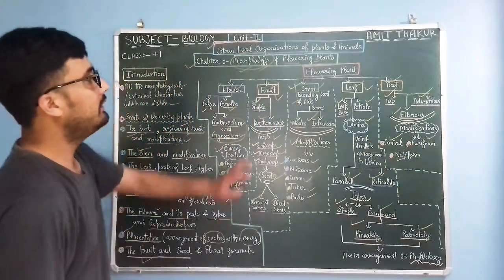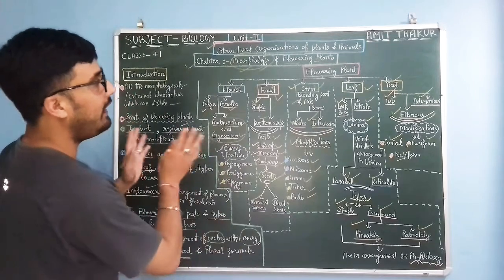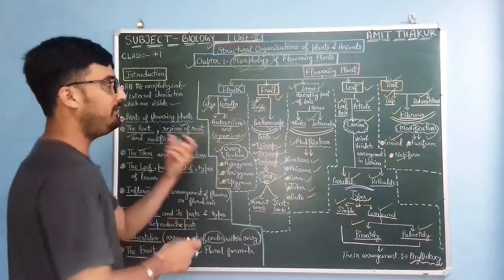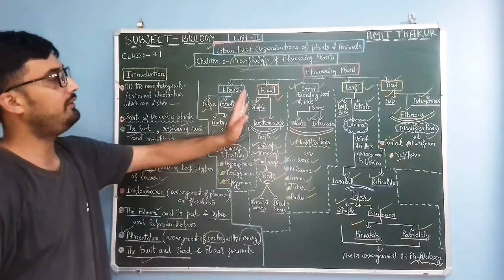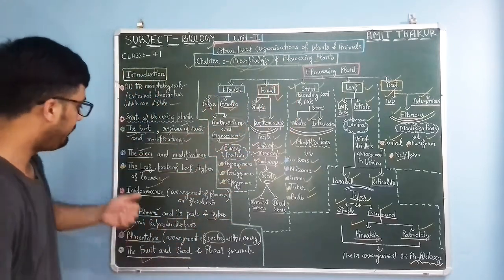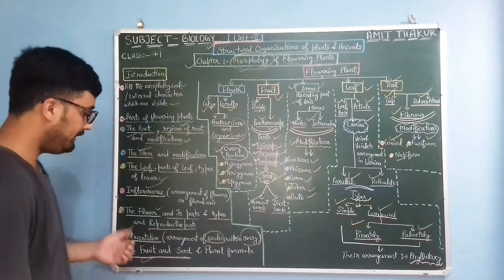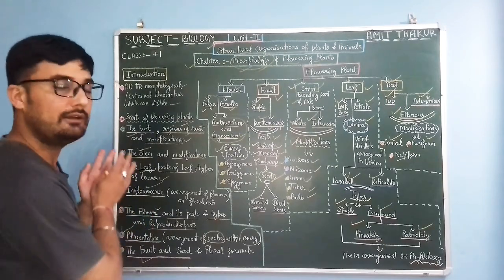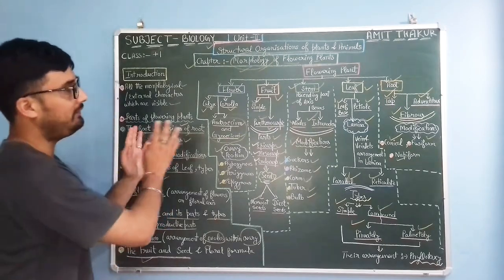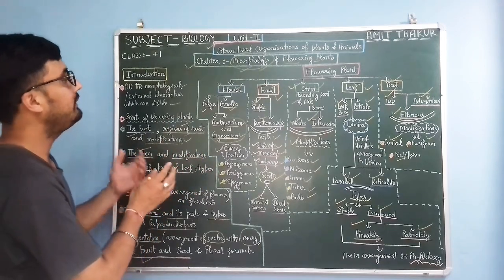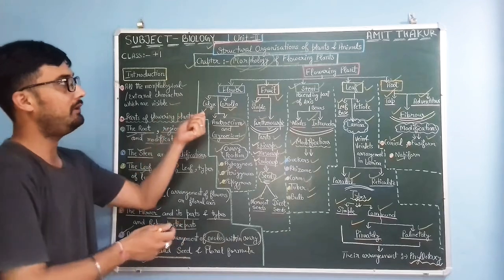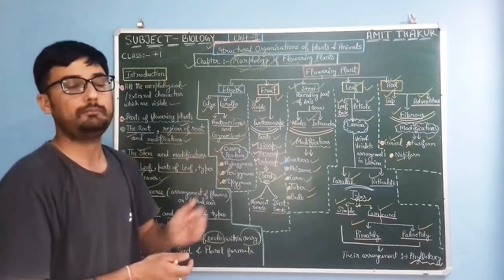So this is the basic idea about this chapter and the topics we are going to discuss: flower, fruit, stem, leaf, root, inflorescence, placentation, fruit and seed, floral formula. Just go through it, and tomorrow we will discuss in detail the chapter Morphology of Flowering Plants. Thank you.